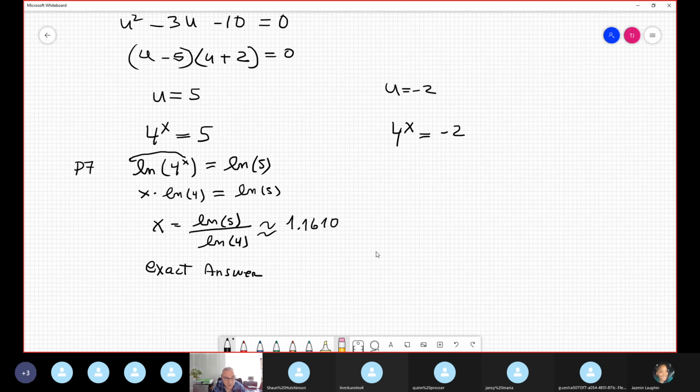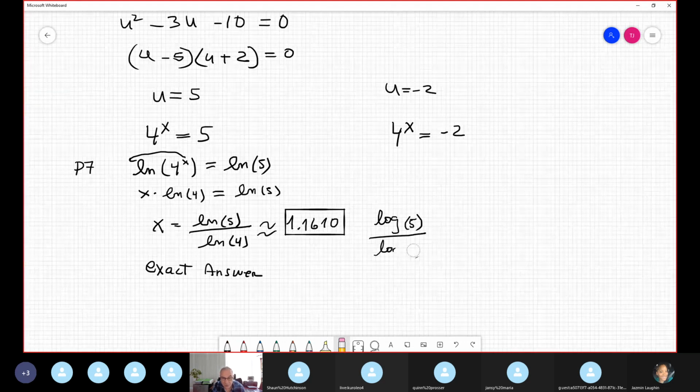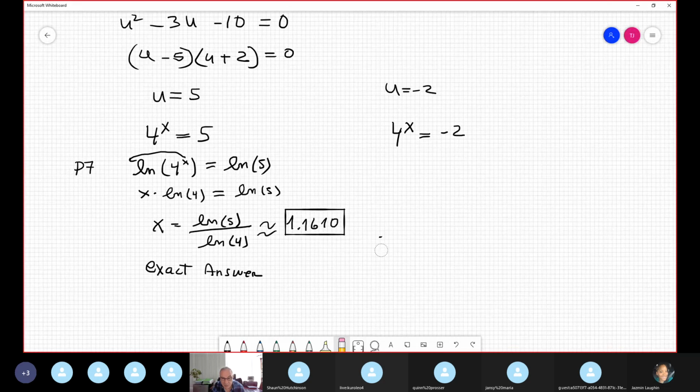Suppose that you are not familiar with the natural logarithm. Okay, ln, we can use log, it's the same. The answer doesn't change if you use either logarithm, common, natural, or another. Okay. This is one solution. And what do you think about the second piece of the solution? What do you think about this?